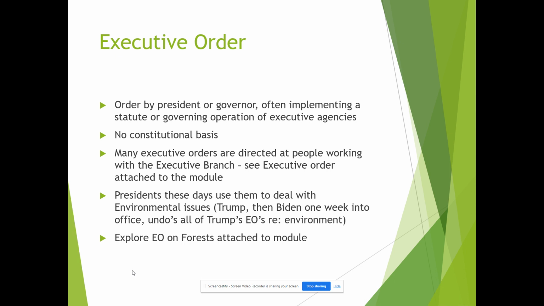It's an order by a president, or if it's a state, by a governor, to implement either a statute or some part of an executive agency. So a lot of times they are talking about what's going on with the executive branch, like an agency. I have an example of an executive order attached to the module where they're saying, okay, this is what is going to be the focus of our National Forestry Service. Because our lawmakers have a hard time making laws.